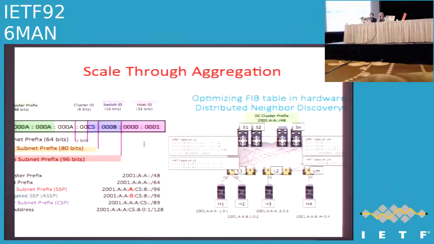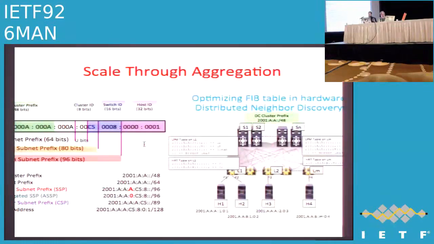Also, we introduced another technology called distributed neighbor discovery. The neighbor discovery only takes care of the local host, and for the remote host, we do the proxy on the local leaf. Then when the data packet comes in, it will be forwarded to the remote leaf. On the remote leaf, it is punted to the CPU, and from there it triggers the neighbor discovery. That was a timer going off.